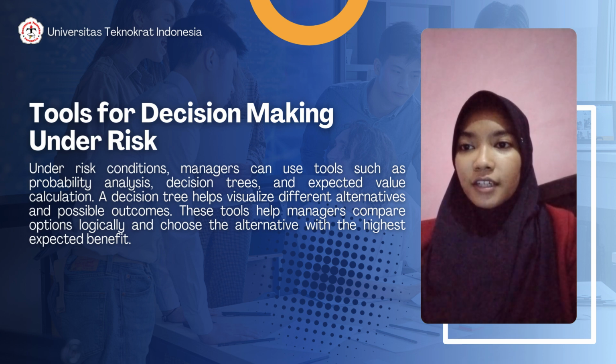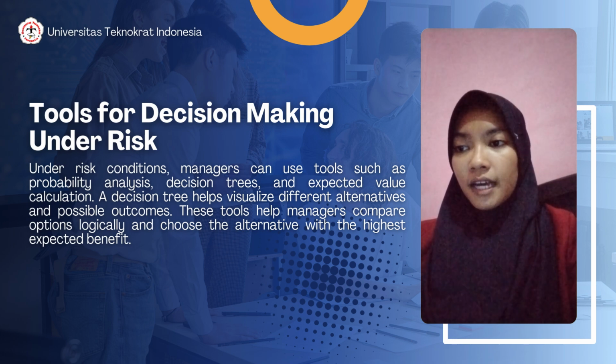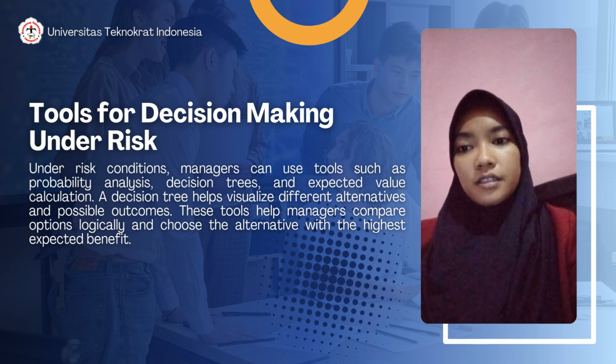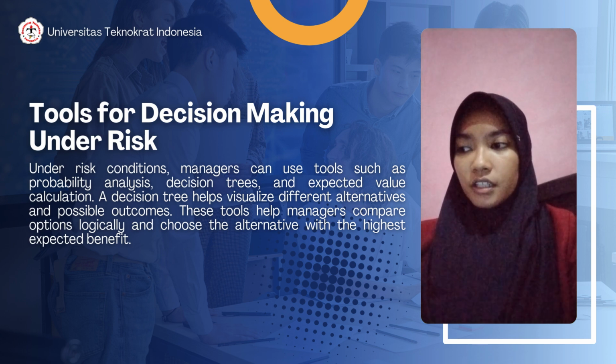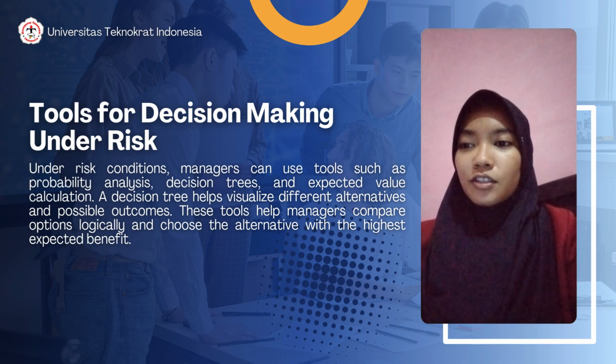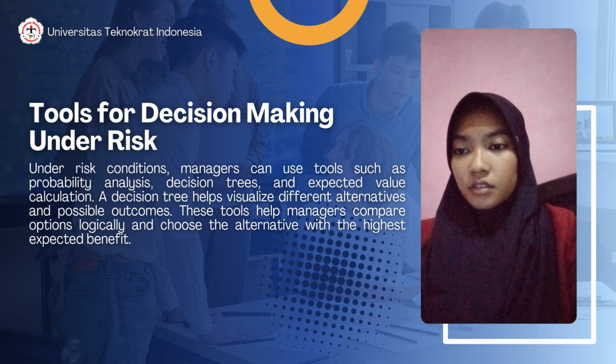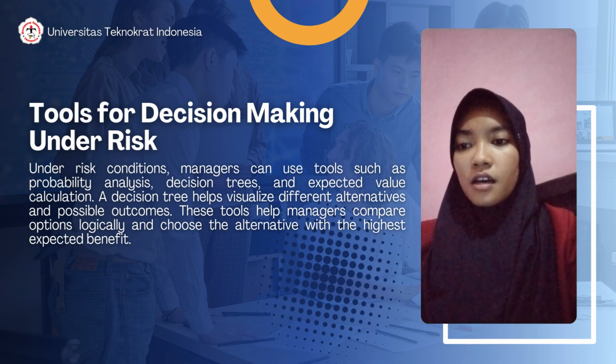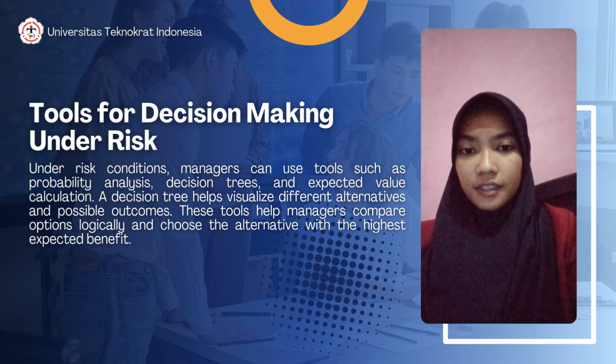Next, tools for decision making under risk. Under risk conditions, managers can use tools such as probability analysis, decision trees, and expected value calculation. A decision tree helps visualize different alternatives and possible outcomes. These tools help managers compare options logically and choose the alternative with the highest expected benefit.